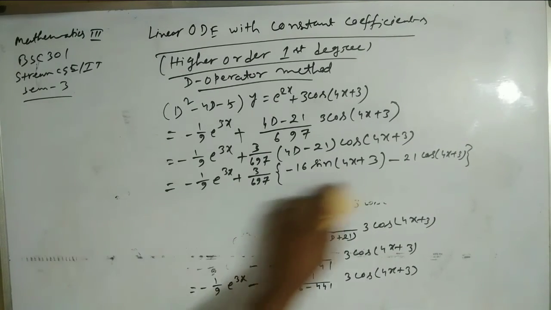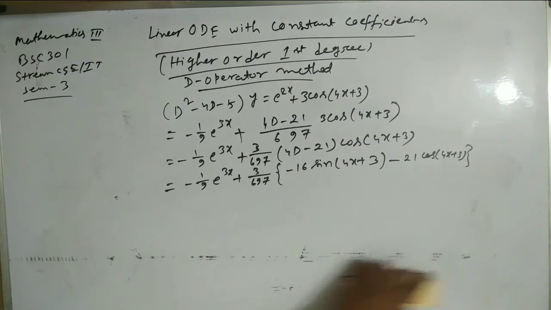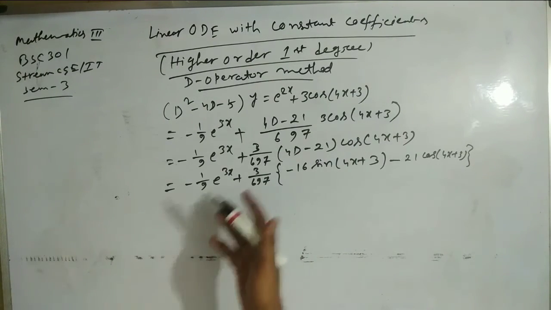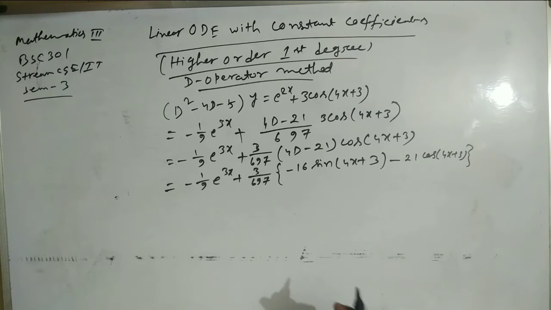Okay, so now we can see that there is no d here, so all the d's are eliminated from the numerator and denominator. And to find particular integral, our main target is to eliminate all the d's, capital D's from the numerator and denominator, then we will get the particular integral. So this is our required particular integral for the given ordinary differential equation.